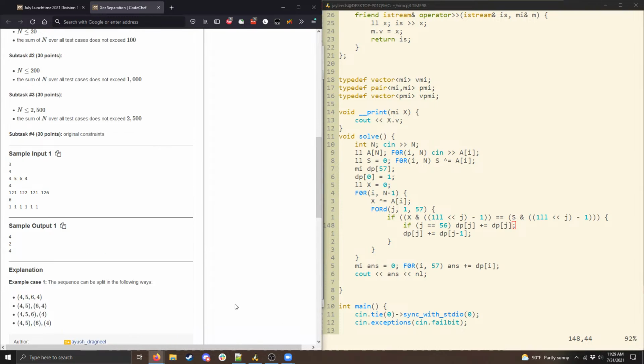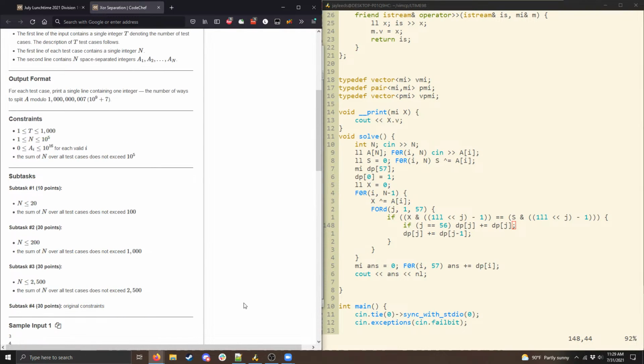Any questions about this one? For subtasks, by the way, I think this one and up to 20, I'm guessing that you were supposed to just do a 2 to the n solution and iterate over which elements you start a new sequence with. With n up to 2500, I think the idea is to allow for slower implementations of this dp, an O of n squared, where you iterate over each sequence.